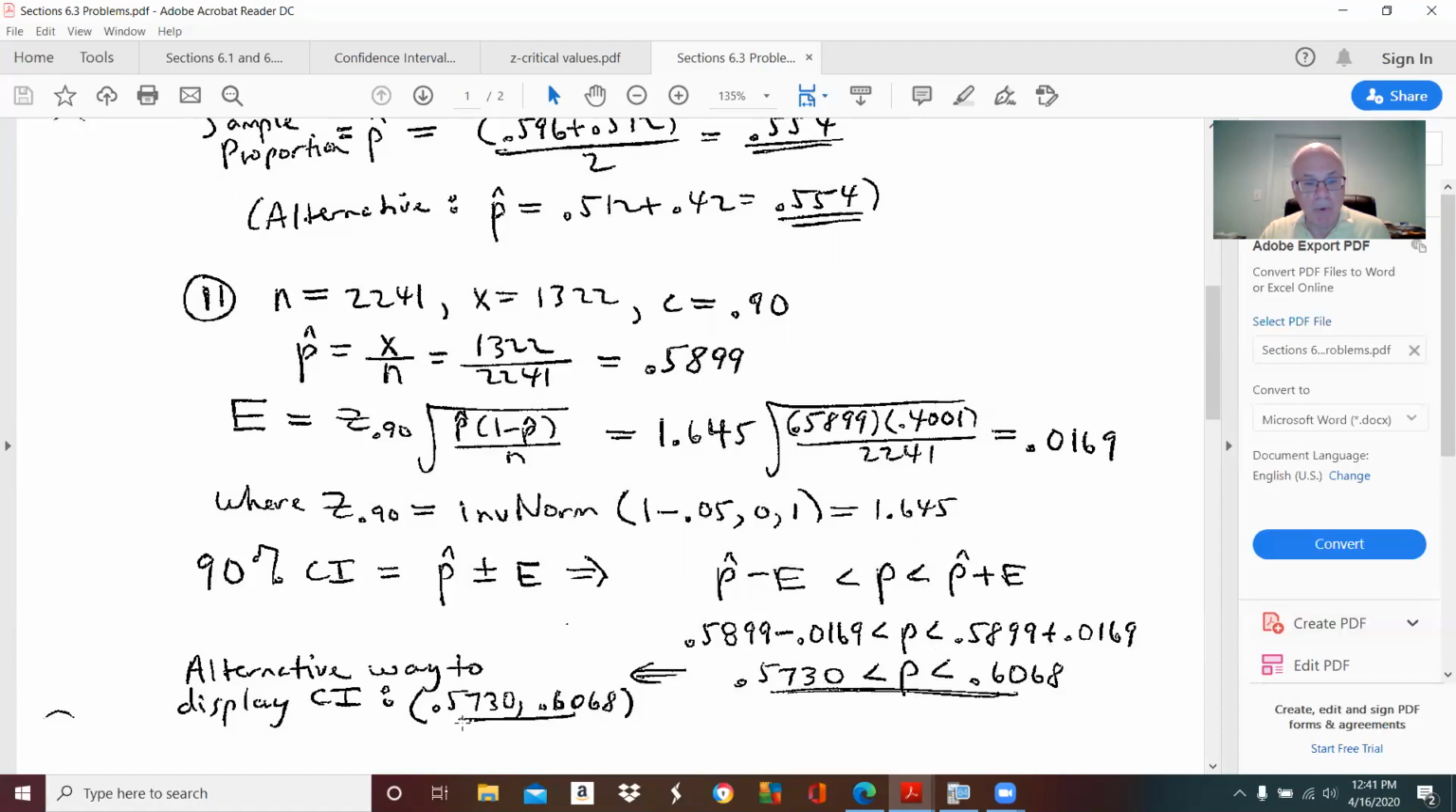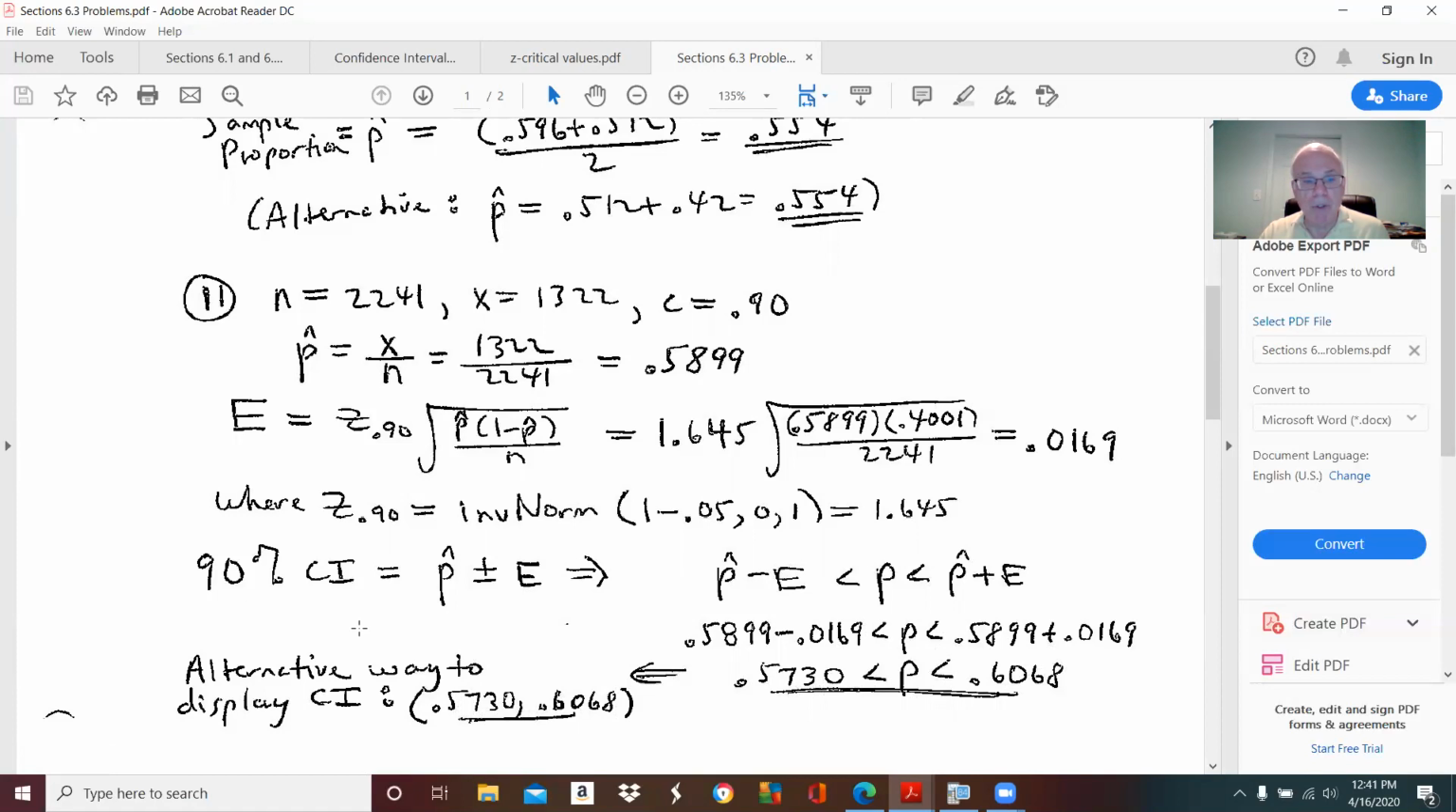Another way of writing it is with parentheses. We write the left endpoint inside the parentheses on the left, a comma, and then the right endpoint to the right, in the closed parentheses. Both of these are two ways of writing the confidence interval. And this is a 90% confidence interval.